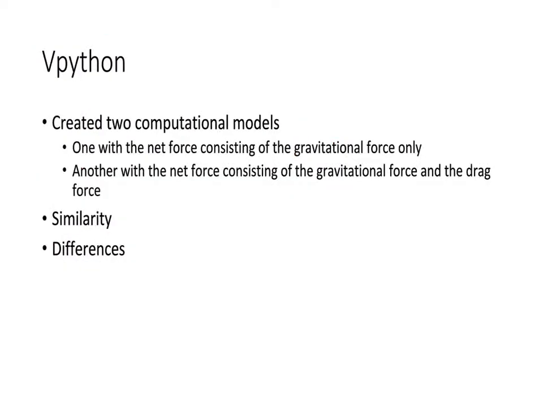The previous slide showed the code of the two computational models. On the left, the net force only consisted of the gravitational force. On the right, the net forces included the gravitational force and the turbulent drag force. A similarity between the two computational models was the initializations, which includes the force of gravity and the paper ball's initial position. Differences are the inclusion of the drag force equation, the drag force constant, and the drag force being included in the calculation of the net force.